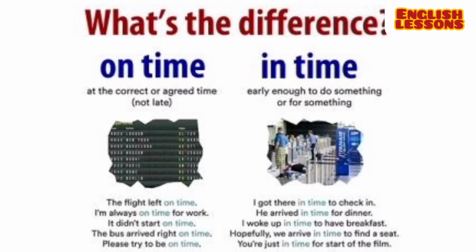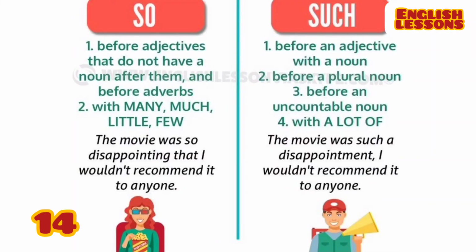That's number 13. Number 14. What's the difference between so and such? So means, number 1, before adjectives that do not have a noun after them and before adverbs. Number 2, with many, much, little, few. Such means, number 1, before an adjective with a noun. Number 2, before a plural noun. Number 3, before an uncountable noun. Number 4, with a lot of.